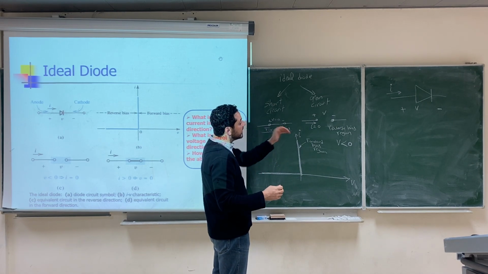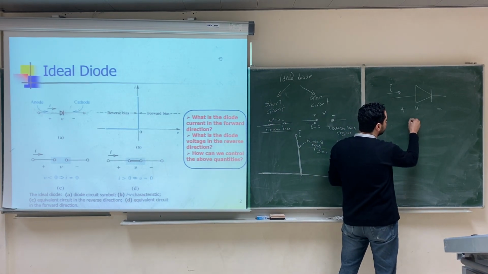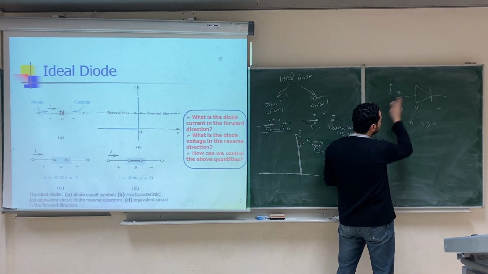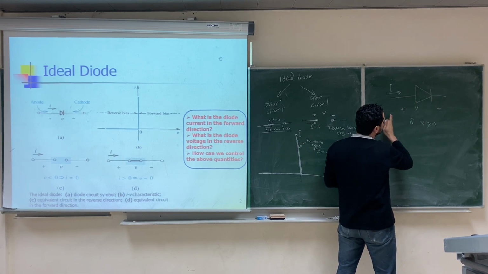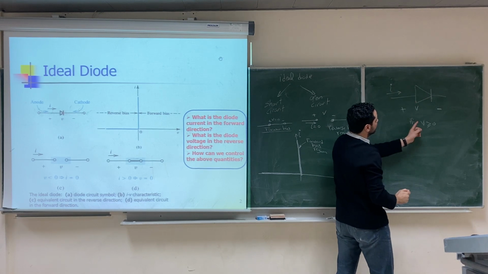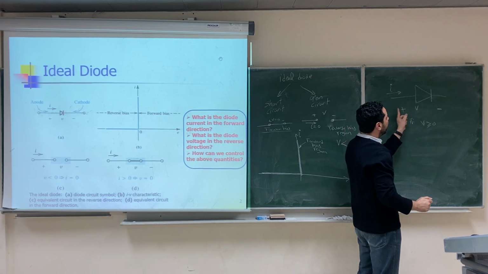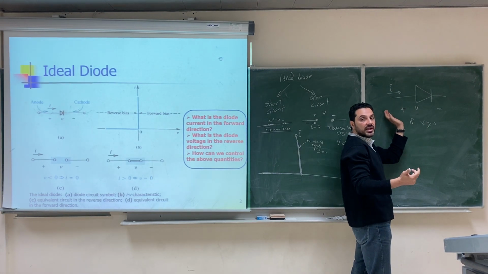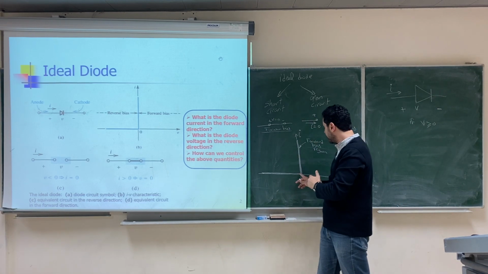Because if the voltage is greater than or equal to 0, this means that there will be a current flowing in this direction. You are trying to push the current in this direction. If you put V greater than 0, this means that this point has higher voltage than this point, which means that you are trying to push the current in this direction, so the diode will work as a short circuit and the voltage will be 0.